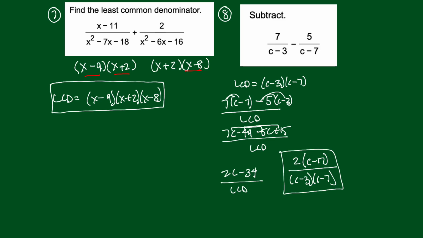Now, I suppose you could leave it like this. You could leave it like this, but it's not really simplified because I can factor that denominator, factor that numerator.